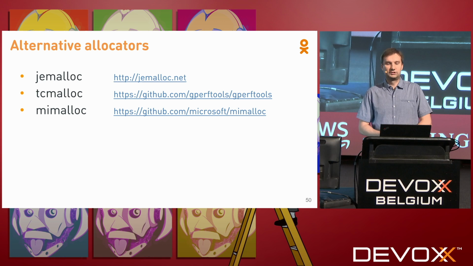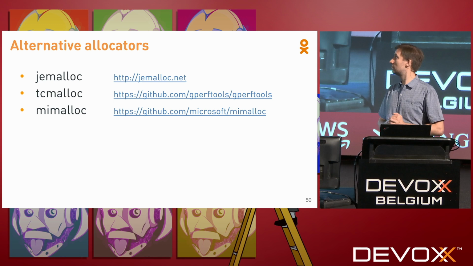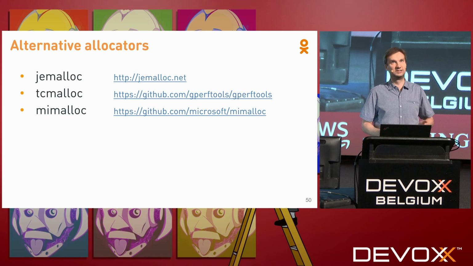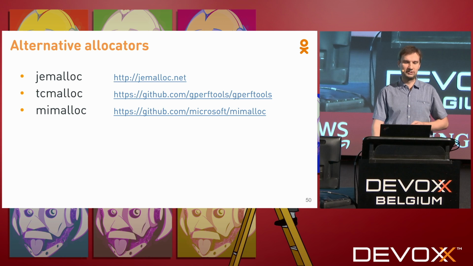Fortunately, there are a number of alternative allocators. The best known ones are jemalloc from FreeBSD and tcmalloc from Google PerfTools. Recently, Microsoft announced their own replacement for malloc, and they claim that it outperforms both jemalloc and tcmalloc, but I can't say anything so far about mimalloc. We haven't tried it in production, but what we did use in production is jemalloc, and it performs really well.